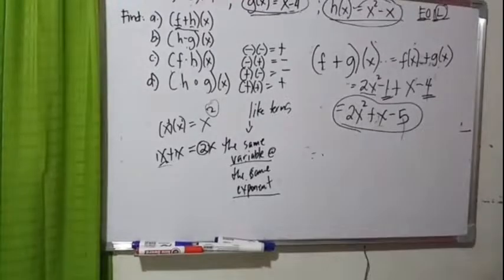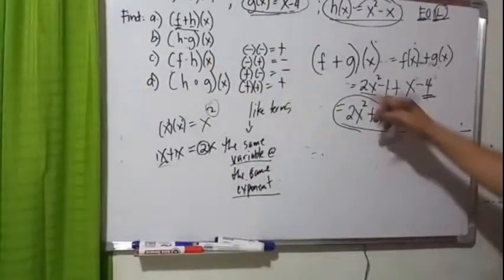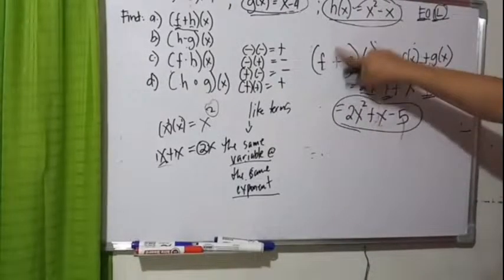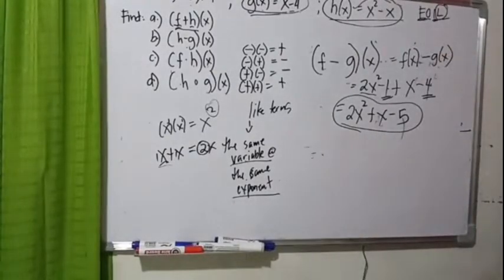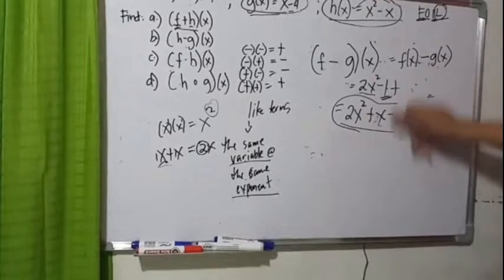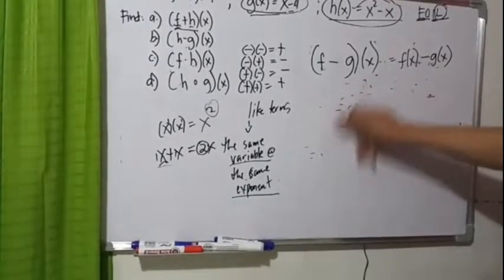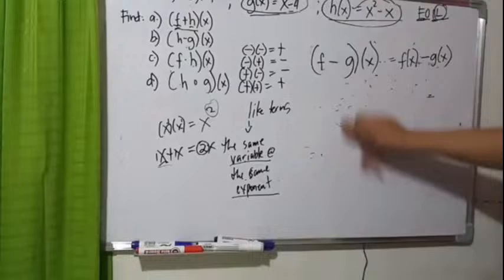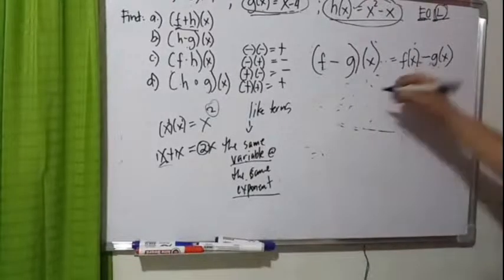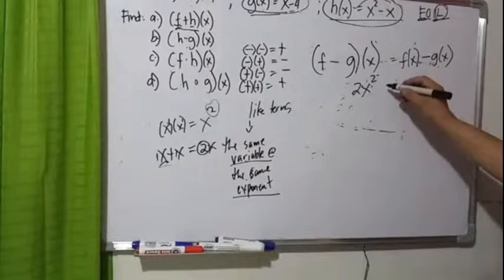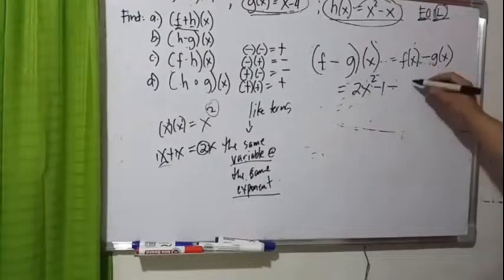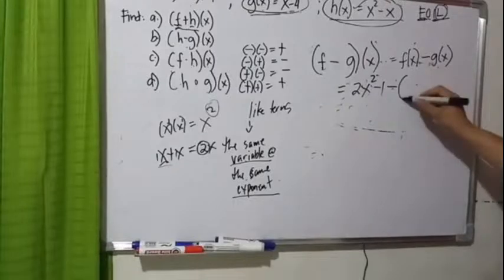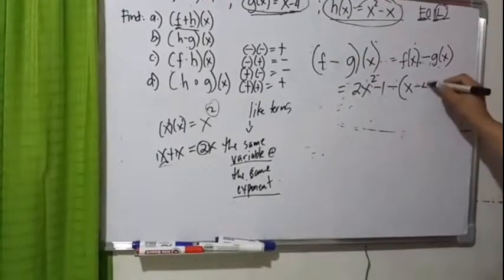How about another one? So F minus G times X. Let's try changing the sign. So F minus G times X. That is f of x, again 2x squared minus 1. Subtract, because that is the sign. The value of g of x is x minus 4.